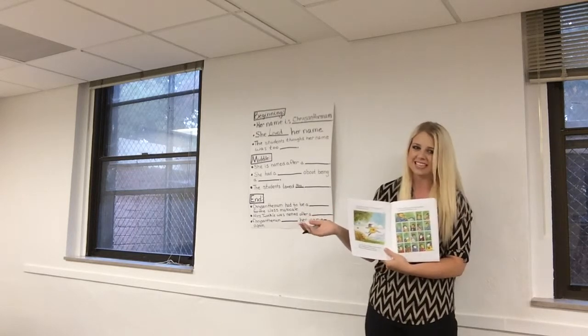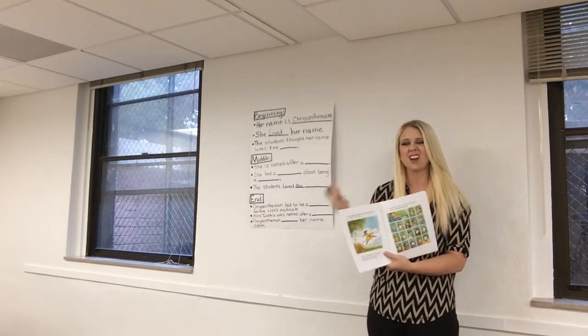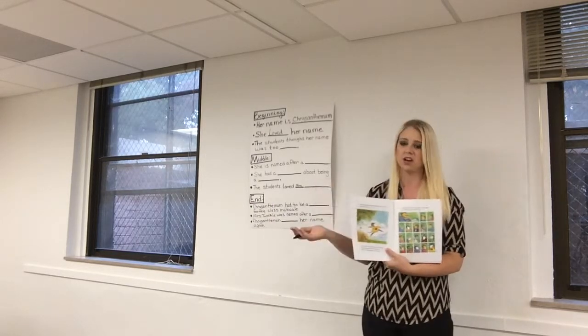Wow, it looks like Chrysanthemum has a nice yellow dress on. But that wouldn't be a key detail in the story. The reason why this wouldn't be a key detail in the story is because it's not important enough information to tell someone about the story.